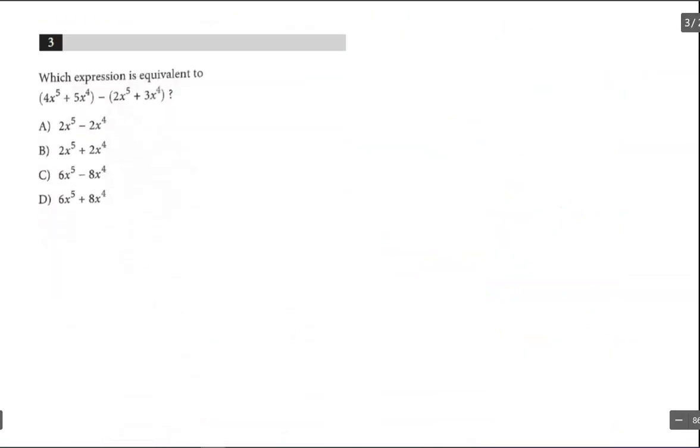Moving down to number 3, which expression is equivalent to, they have a couple algebra expressions here. The big thing you want to be careful on is whenever you see this subtraction, you have to remember to distribute. You need to distribute that negative through. So I'm going to rewrite this as 4x to the 5th plus 5x to the 4th. We can drop the parentheses because there's really just a positive 1 there that does nothing.